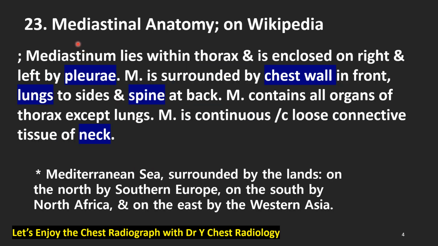This slide is about the mediastinal anatomy written on Wikipedia. Mediastinum lies within the thorax and is enclosed on the right and the left by the pleura. Mediastinum is surrounded by the chest wall in front, lungs to the sides, and spine at the back. Mediastinum contains all the organs of the thorax except the lungs. Mediastinum is continuous with loose connective tissues of the neck.